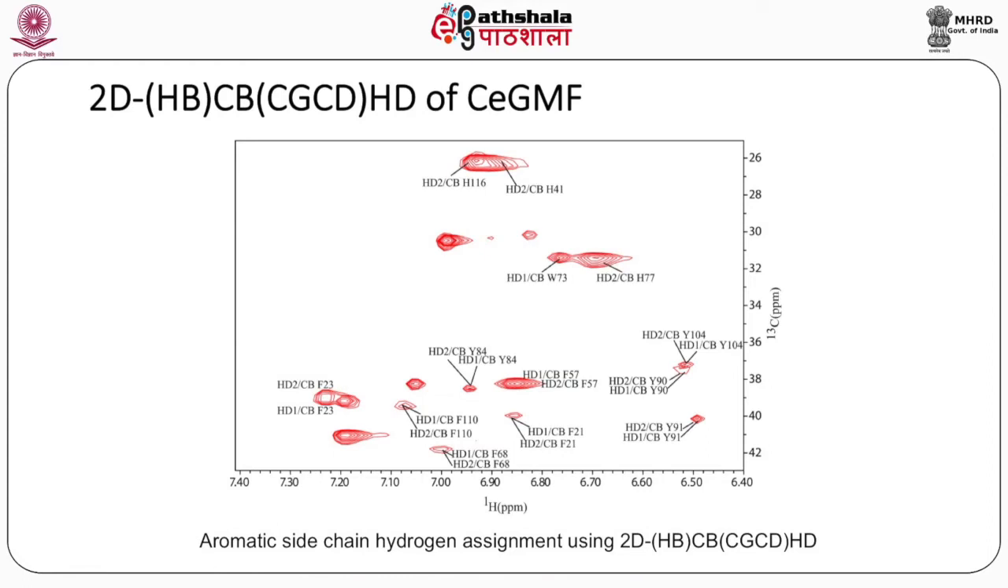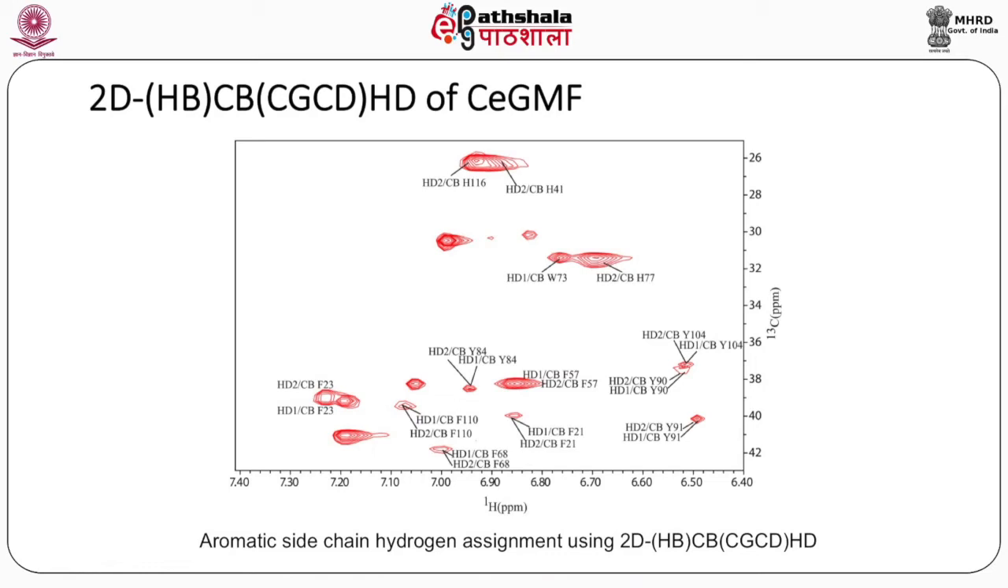Now, we look at the 2D (HB)CB(CGCD)HD experiment, which is simply called the CBHD experiment, and likewise a 2D CBHE experiment. These are two-dimensional experiments and are used to provide C13 beta to 1H delta and C13 beta to 1H epsilon correlations. These experiments can be performed with either water or deuterium oxide samples with good sensitivity. They provide a simple approach for the unambiguous sequence-specific assignment of aromatic side chains.